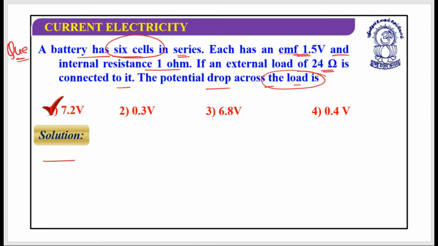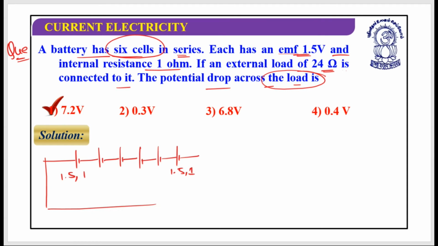So the situation is something like this. First, second, third, fourth, fifth, and sixth. These are identical cells. Each one is of 1.5 volt and 1 ohm. All cells are the same, and this is connected with a battery. This is connected with an external load of 24 ohm, and I need to find out the potential difference across this load. This is my requirement. So how can I do this?